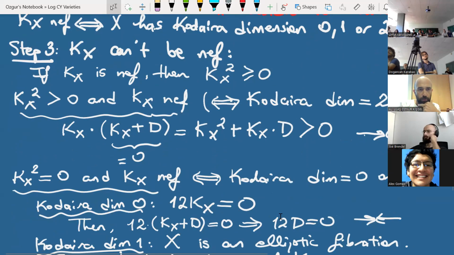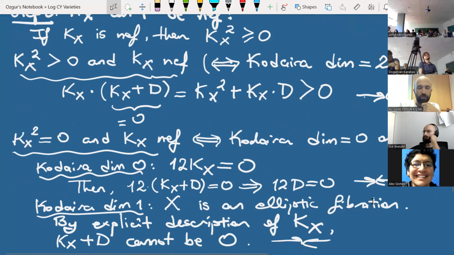Well, what remains is Kx squared equal to 0 and Kx nef. Well, this happens if and only if Kodaira dimension is 0 or 1. So there are some subtleties. So Kodaira dimension 0, we already know some examples, right? So for example, K3 surfaces have trivial canonical class. But there are other interesting examples, and Kx doesn't always have to be 0 in Kodaira dimension 0, but it's a theorem that 12Kx has to be 0. So there's some torsion business here.